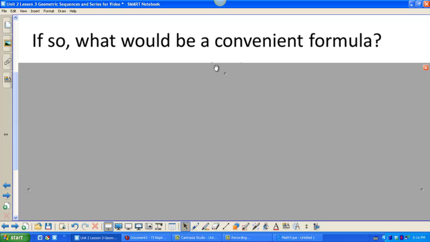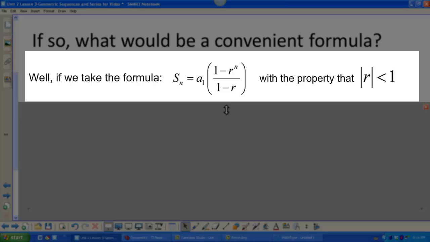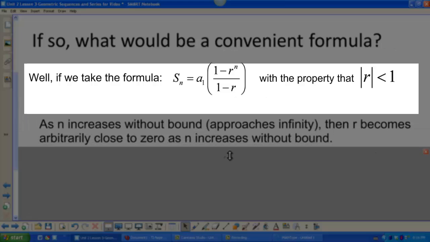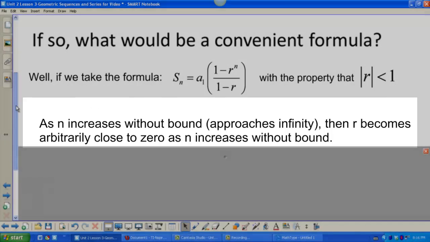Well, let's take, for instance, the sum of a finite geometric sequence. S sub n equals the first term times 1 minus the common ratio to the n over 1 minus r, but let's make it have the property where your common ratio has an absolute value less than 1. So basically a number between 0 and 1, it could be positive or negative. Well, if you think about this, as n increases without bound, as it approaches infinity, then r to the n becomes arbitrarily close to 0.